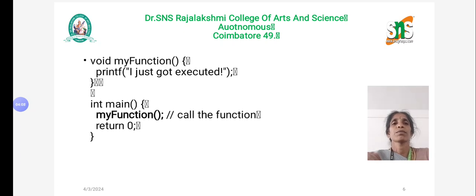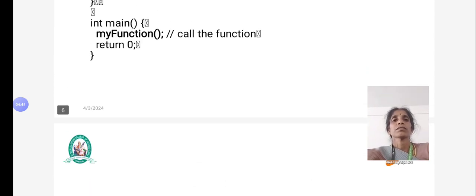Here is a sample program in which void myFunction is the function definition. Inside my function definition I am going to print a message: I just got executed. After that I have closed the function definition part. Inside the main function I call the function myFunction. Once I call that function, the myFunction code is executed and prints the result, I just got executed. So once we define a function, its code cannot be executed until we call it.